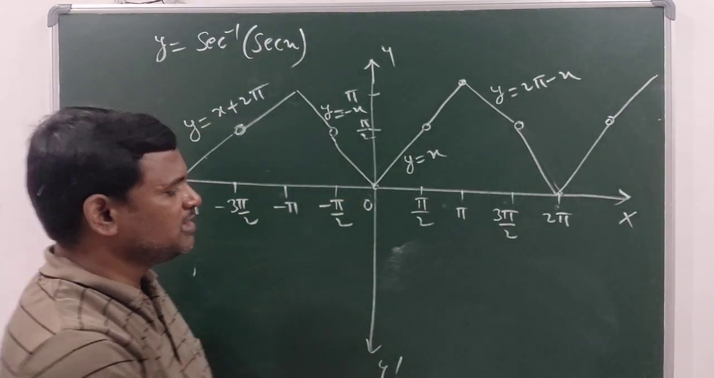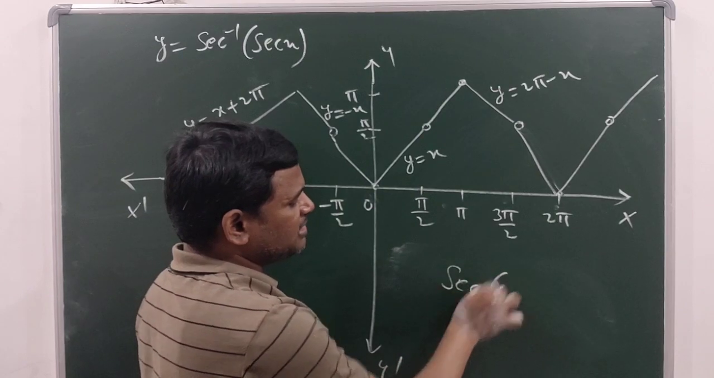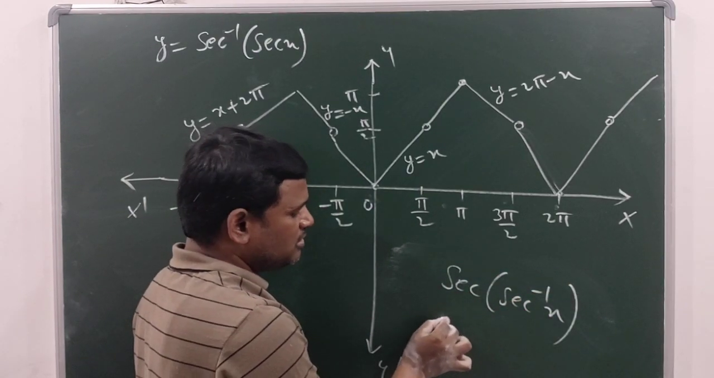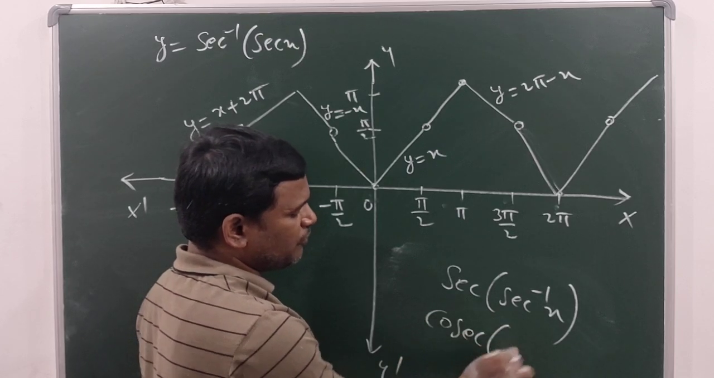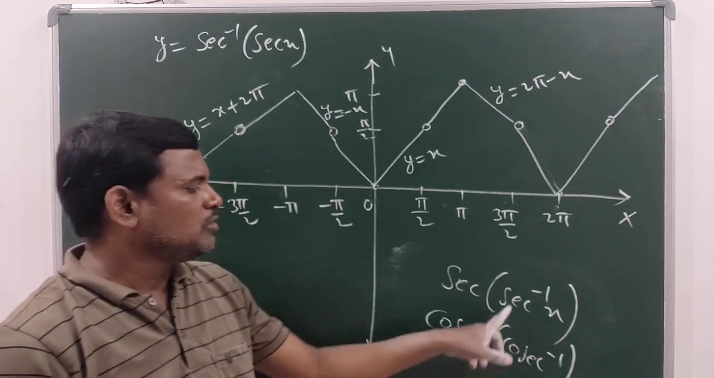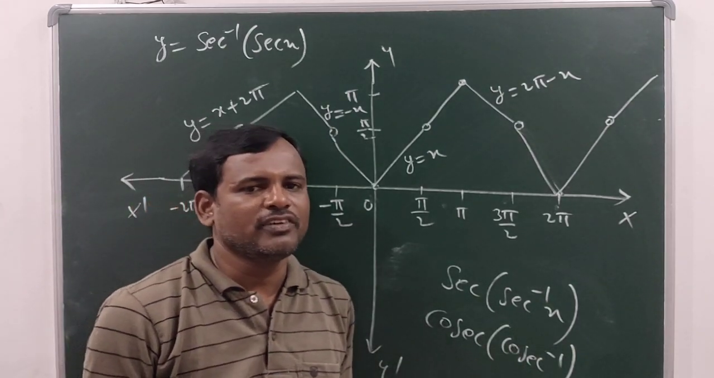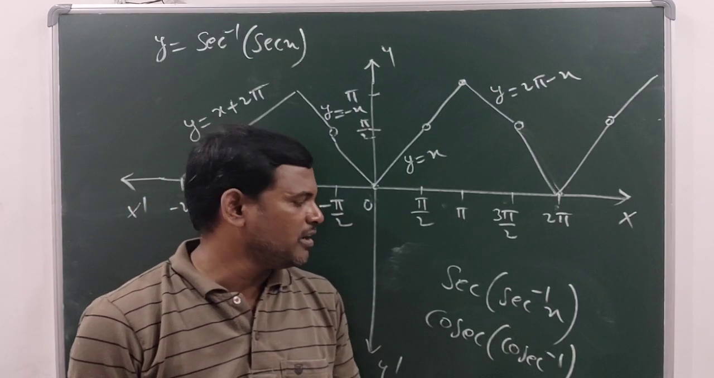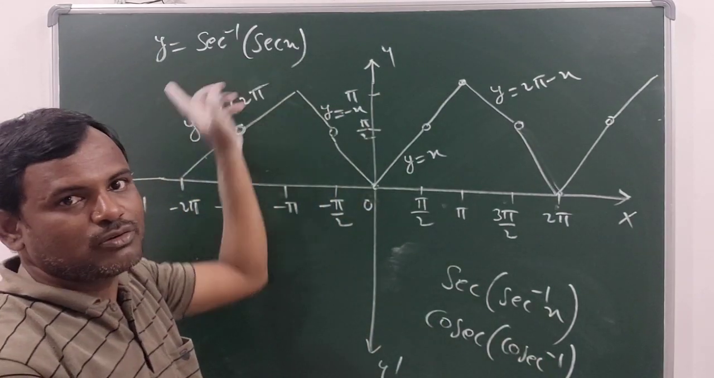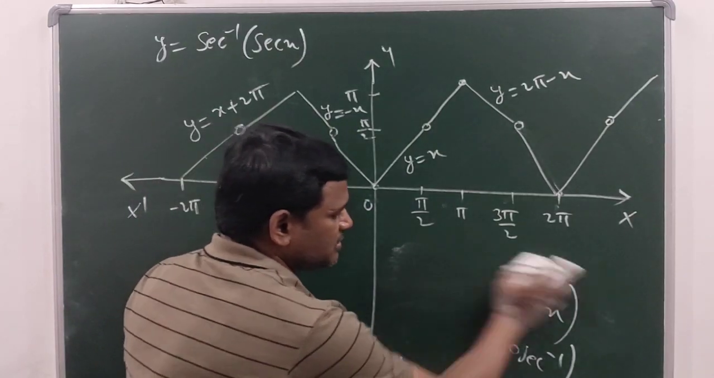Okay, now students, same like that. If the inverse is given inside, similarly cosec of cosec inverse of x. So these functions are not periodic functions. Observe that. But when the inverse is given outside, those are periodic functions.